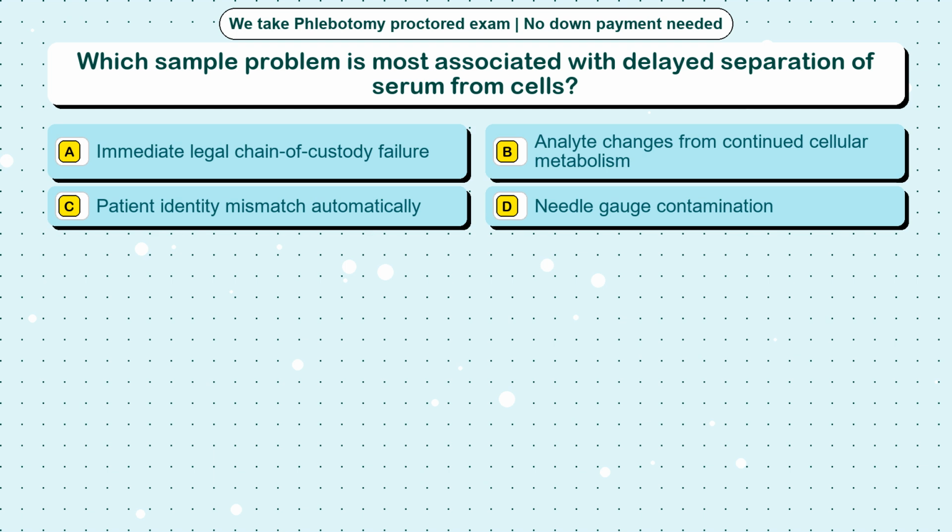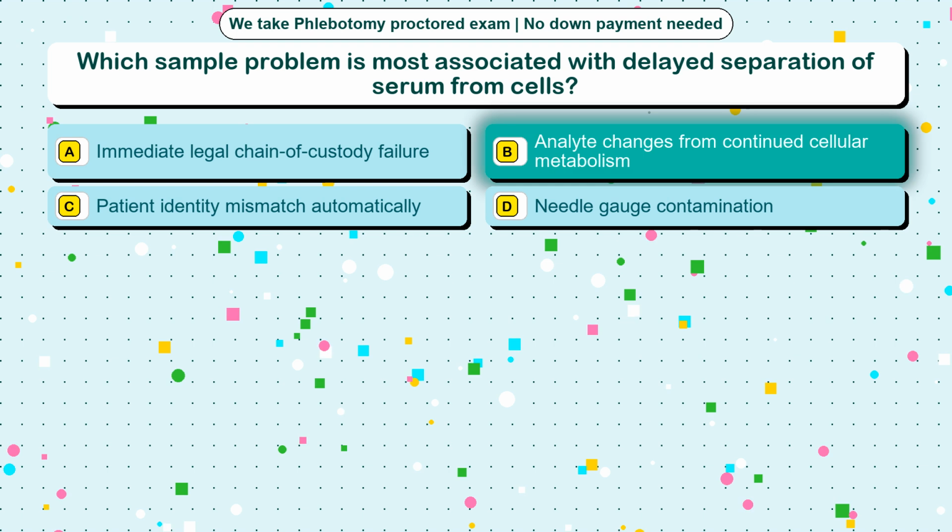Option A, immediate legal chain of custody failure. Option B, analyte changes from continued cellular metabolism. Option C, patient identity mismatch automatically. Option D, needle gauge contamination. The correct answer is option B, analyte changes from continued cellular metabolism.